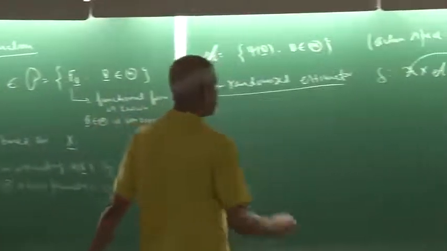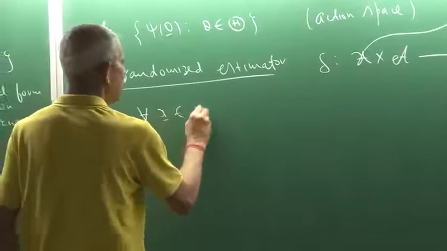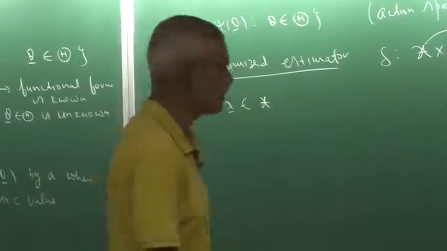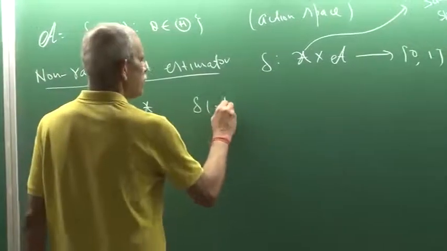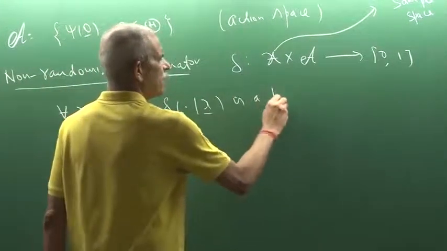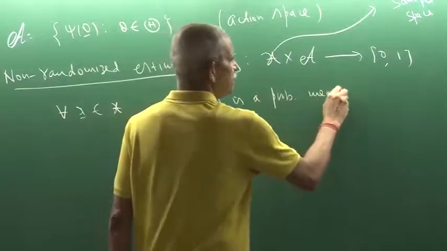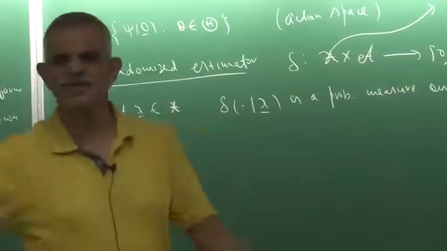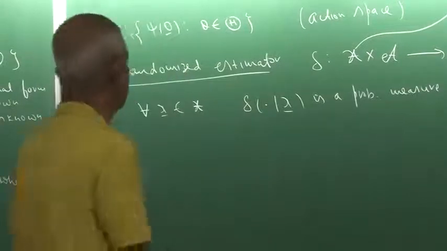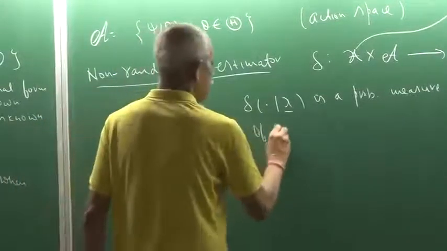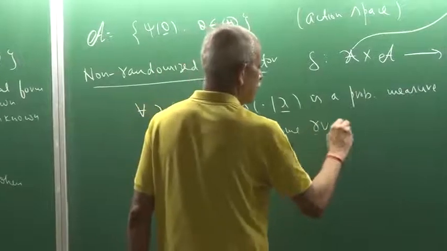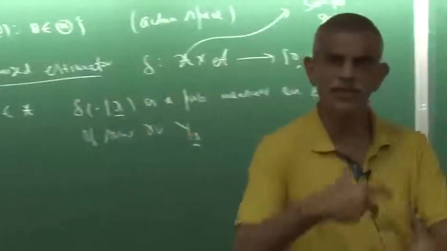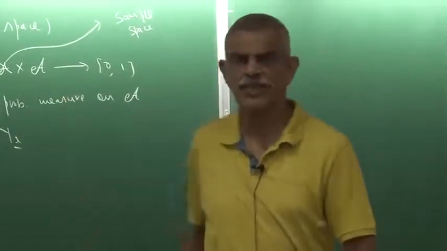And what is the interpretation of this? For every x in the sample space, every time I observe x, delta gives me the probability of choosing various actions. So delta(., x) is a probability measure on the action space A. For every probability measure I can associate a random variable corresponding to it. So I say that this is the probability measure of some random variable Y_x. Note that for every x I get a different probability measure, because every time you observe x, it tells you how to choose various actions.